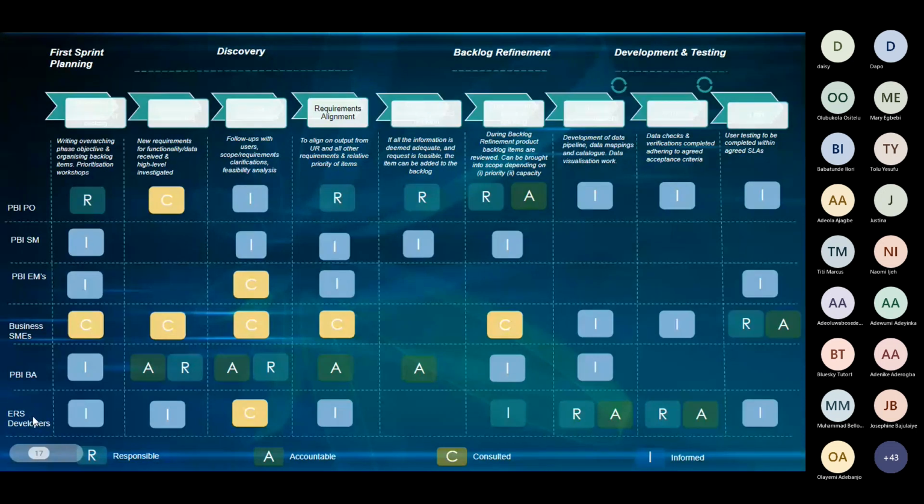What I've used this for as my RACI document is I've been able to put the different tasks up here.